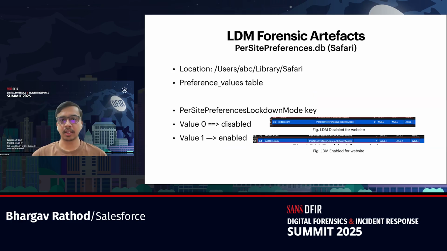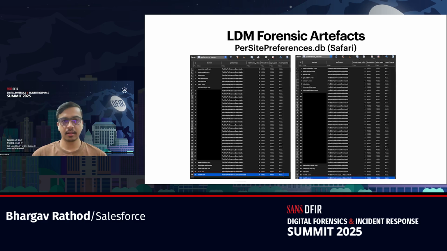And this is also recorded in the Safari browser database, which is PerSitePreferences.db. So if the lockdown mode for that website is enabled, you will see a Boolean value of 1. And if not, you'll see a Boolean value of 0. This is just the larger version of that database.